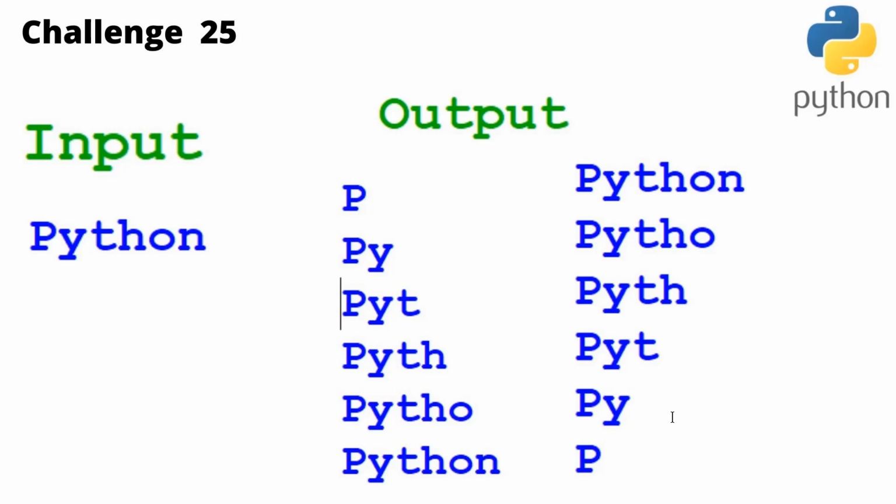So the input they have given is the Python string "python", and we need to print the output in this pattern, in this format. So, right? So p, py, pyt, and so on until python, and then we have to print this exactly reverse to the first one, right? So now I'm going to implement the logic for this one.